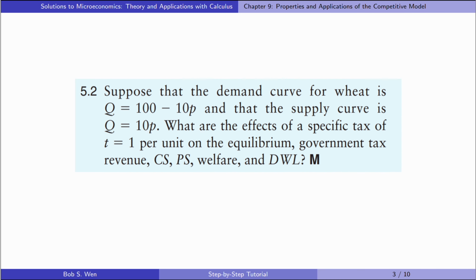Let's go to exercise 5.2. Suppose that the demand curve for wheat is Q equals 100 minus 10 times P, and that the supply curve is Q equals 10 times P. What are the effects of a specific tax of T equals 1 per unit on the equilibrium, government tax revenue, consumer surplus, producer surplus, welfare, and deadweight loss?